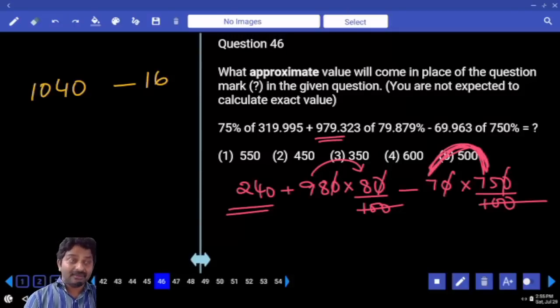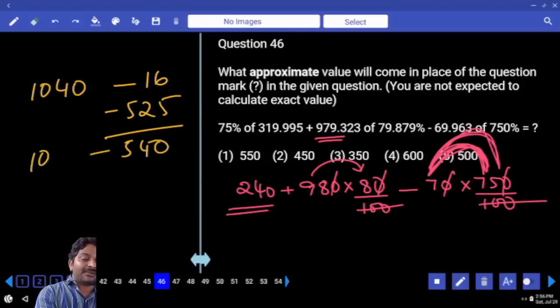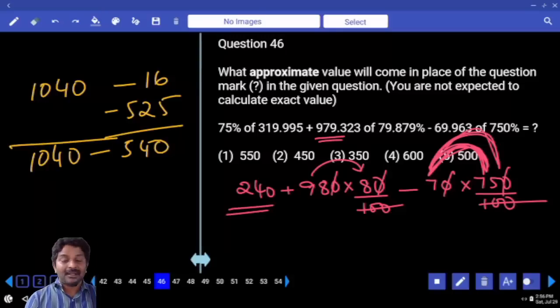770s. 490. 7 5 times. 490 plus 35. 520. Sum of negative numbers is 541. Approximately 540. Subtracted from 1040. 500.